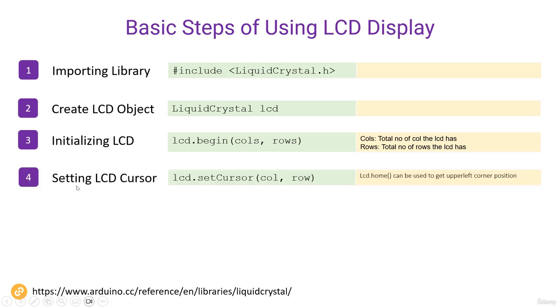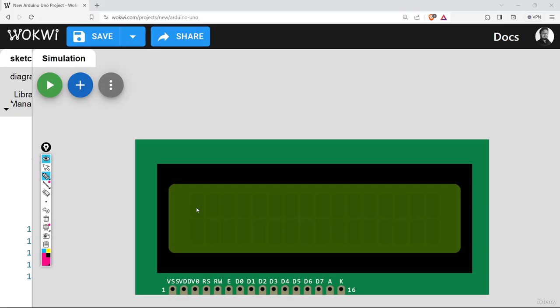The fourth stage is you need to set a cursor before you can print something on the LCD screen. For that, the function is lcd.setCursor, then column, comma, row. Remember that in the LCD module, the first index is 0. Let me make clear how the coordinate system works. When we are using lcd.setCursor, we need to first define the column and then define the row.